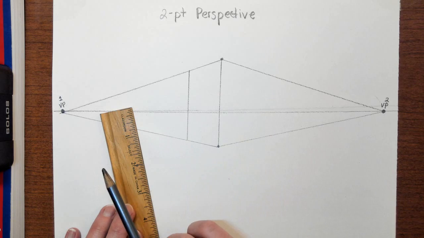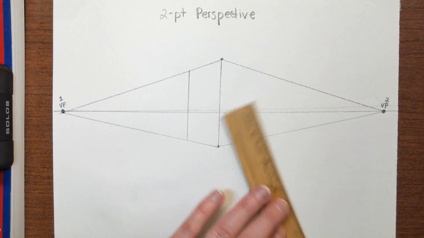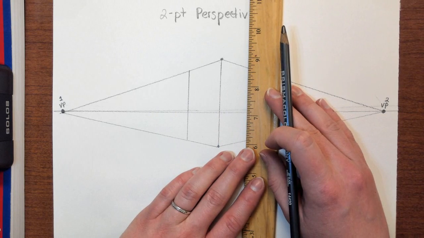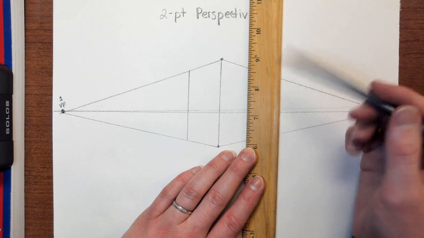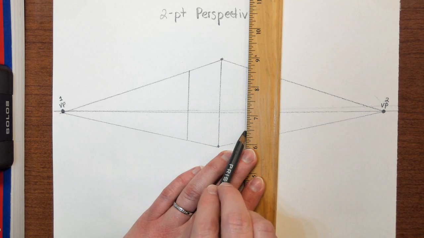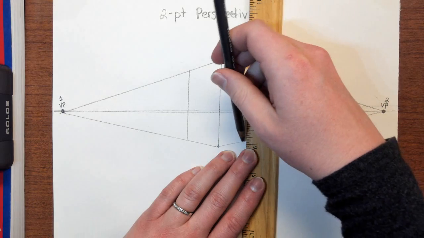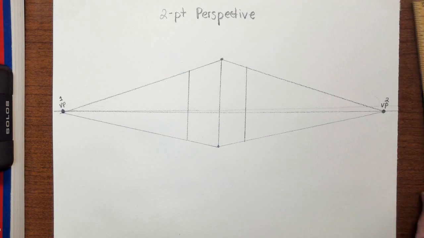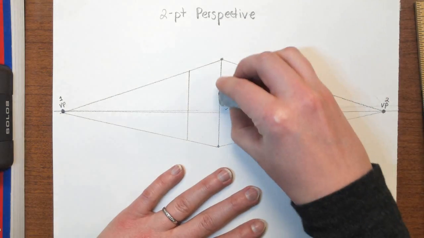I need to also do it to the side that's going toward vanishing point 2. So I'm going to do the same thing. And I'm just going to kind of eyeball it, making sure my ruler is again vertical. I'm going to draw my line. So there you go. I now have my 2-point perspective drawing on the side.